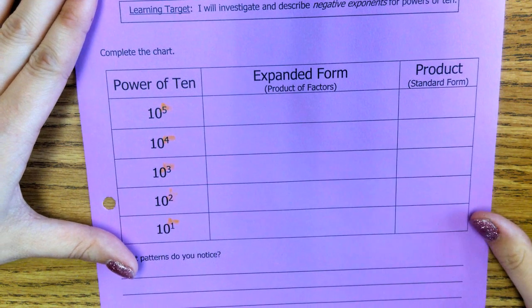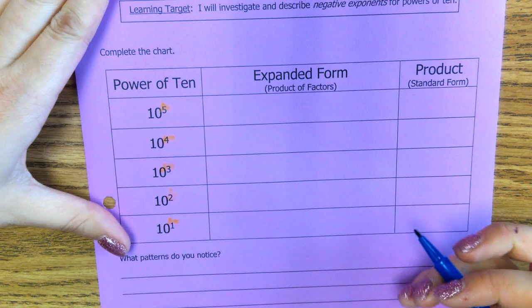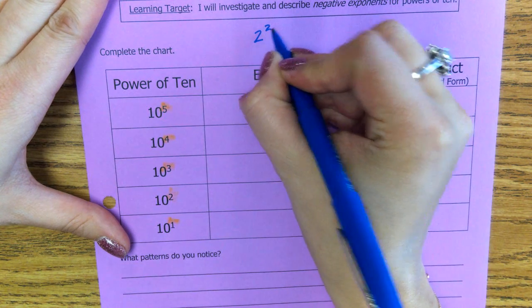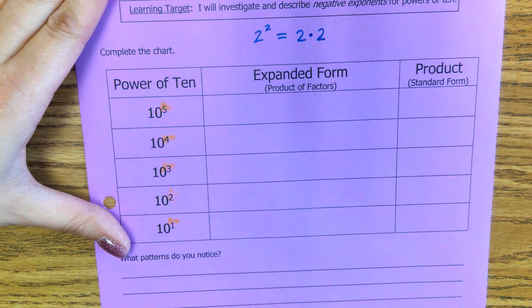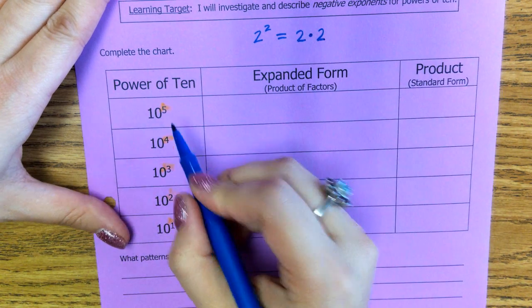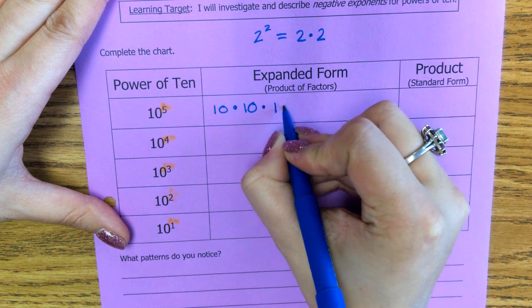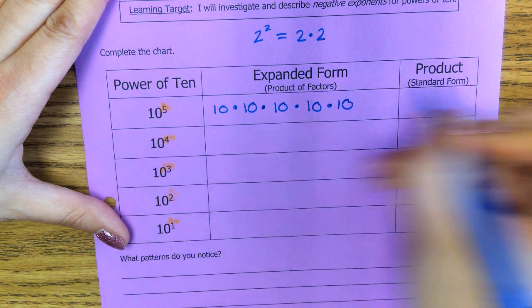Okay, powers of 10. 10 to the 5th power. When you see a power, that tells you how many times you're multiplying that number. For example, if I have 2 to the 2nd, that really means 2 times 2. So when I have 10 to the 5th, that means I need 10 times 10 times 10 times 10 times 10. I need 5 of those 10s.